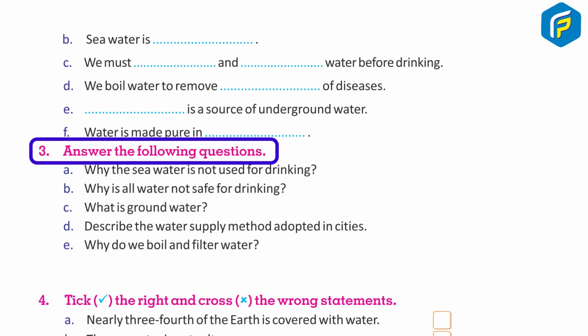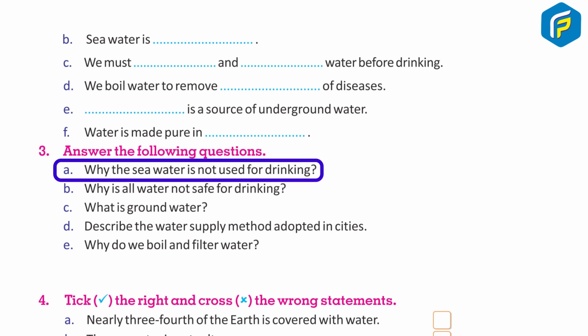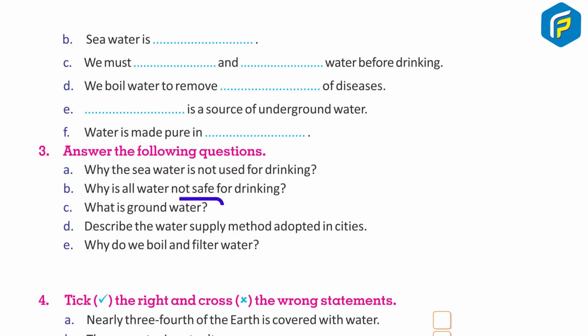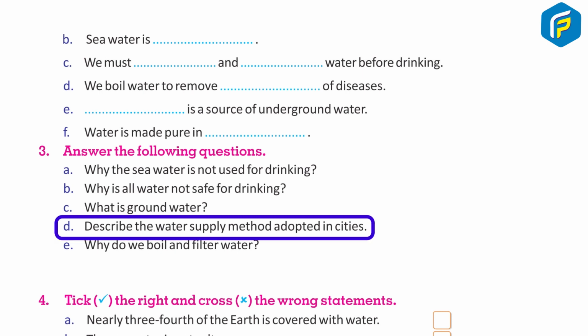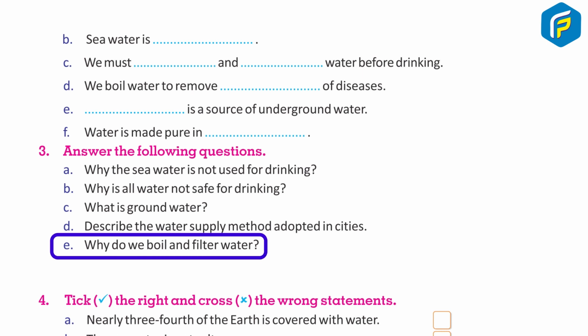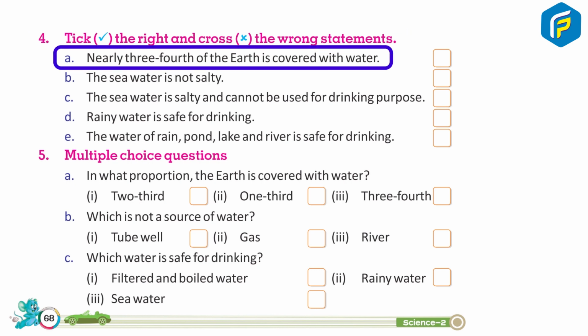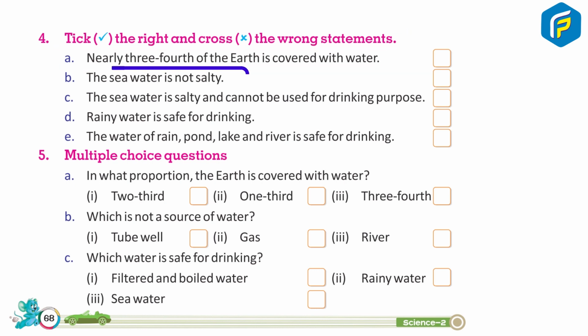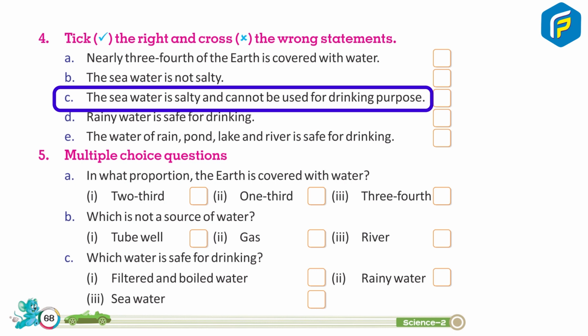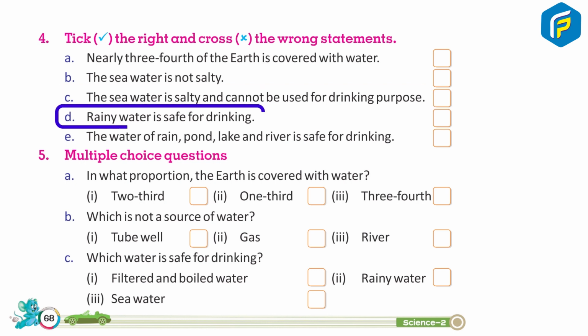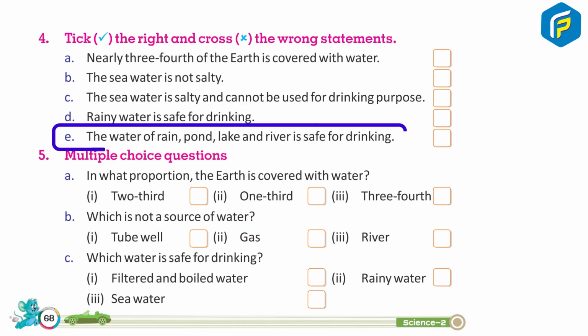3. Answer the following questions. A. Why is seawater not used for drinking? B. Why is all water not safe for drinking? C. What is groundwater? D. Describe the water supply method adopted in cities. E. Why do we boil and filter water? 4. Tick the right and cross the wrong statements. A. Nearly 3/4 of the earth is covered with water. B. The seawater is not salty. C. The seawater is salty and cannot be used for drinking purposes. D. Rainwater is safe for drinking. E. The water of rain, pond, lake and river is safe for drinking.